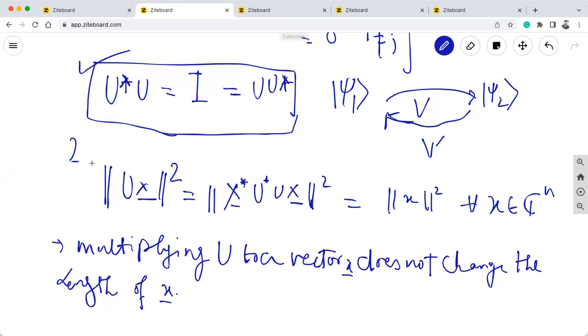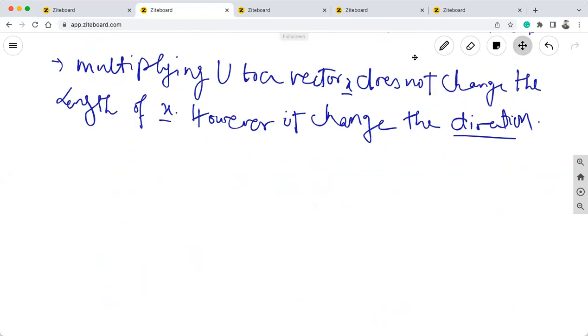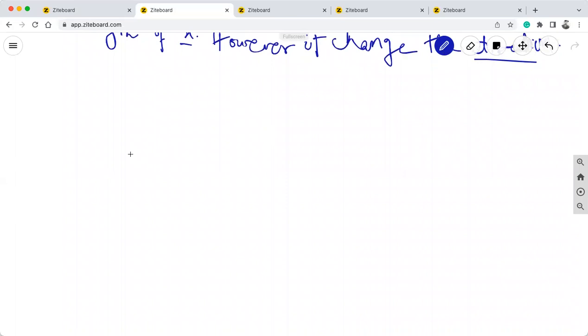However, as this matrix is a complex matrix, there is phase information. However, it can change the direction. This is very important. If you multiply U to a vector, it can change the direction, meaning the phase of this vector. When we diagonalize a matrix, for example through eigenvalue decomposition or singular value decomposition, we will see this kind of multiplication.